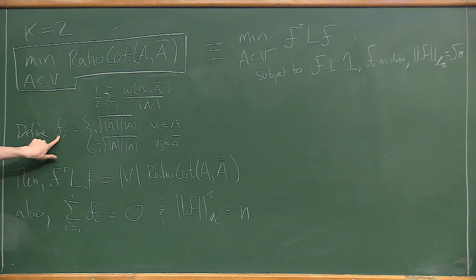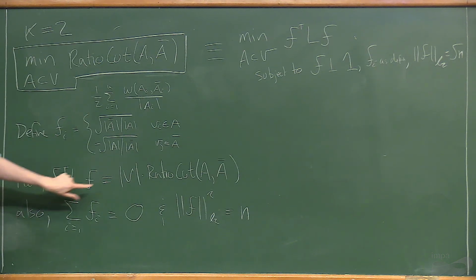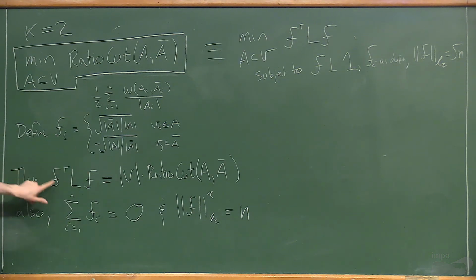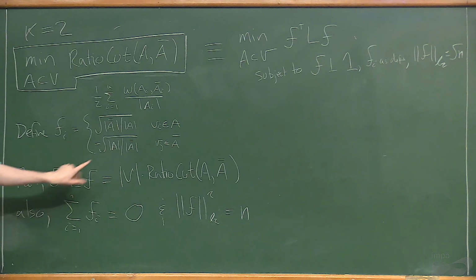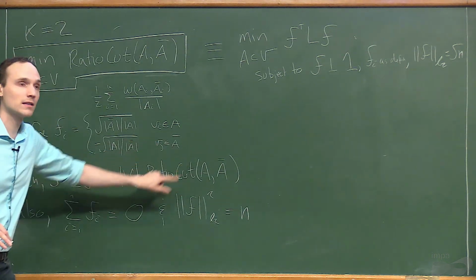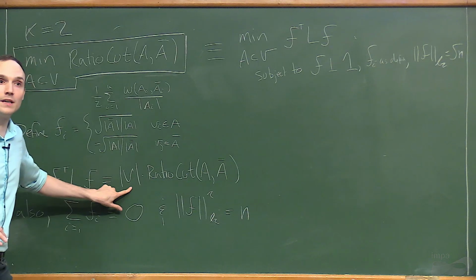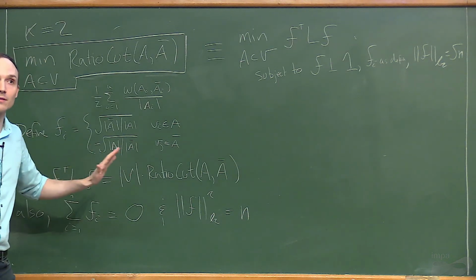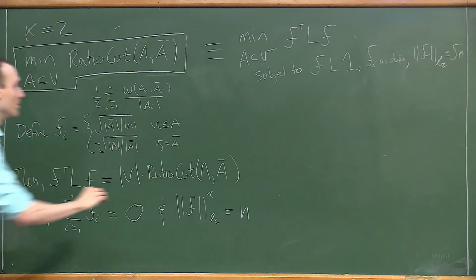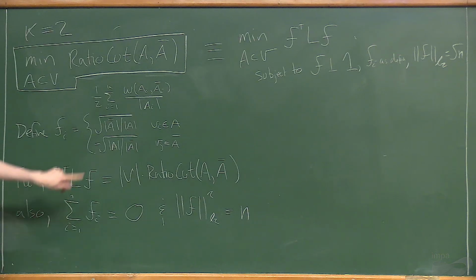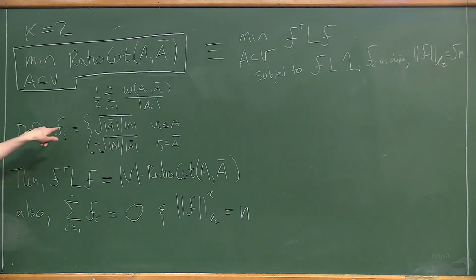For this expression, f still depends on a, right? We have this non-negative quantity on the left. On the right here, this also depends on a, but only here in ratio cut. V, its cardinality is n, that's fixed, right? So minimizing ratio cut is equivalent to minimizing this over vectors of this form, f inheriting the dependence on a.